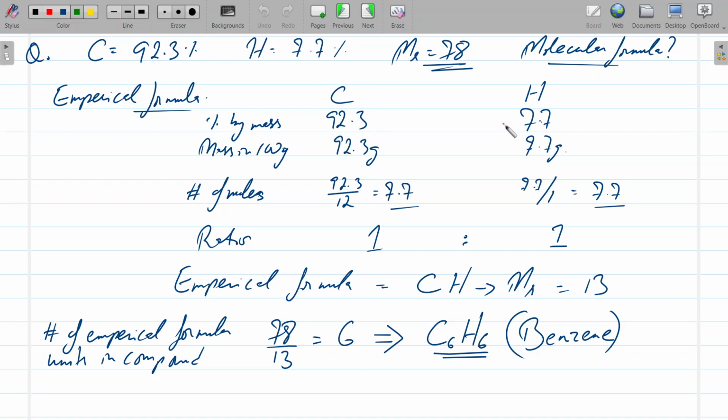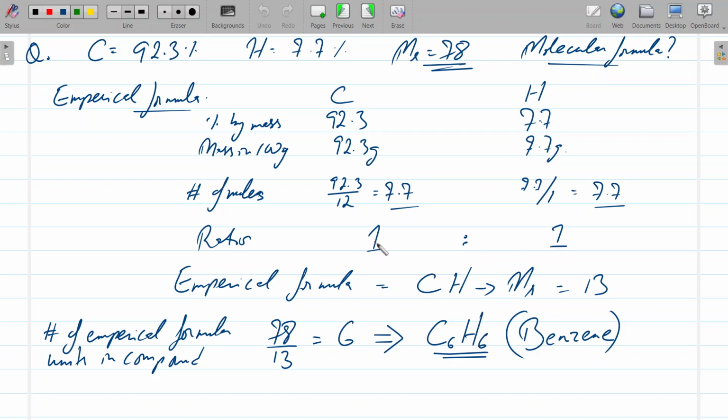So the percentage written down, because it's a percentage, it's out of 100. So assuming we have 100 grams of this substance, 92.3 grams of that substance would be carbon, and 7.7 grams would be hydrogen. So we divide 92.3 by 12 for carbon and 7.7 by 1 for hydrogen. That gives us the number of moles of each. And so the molar ratio for carbon to hydrogen is 1:1, which is interesting, right?